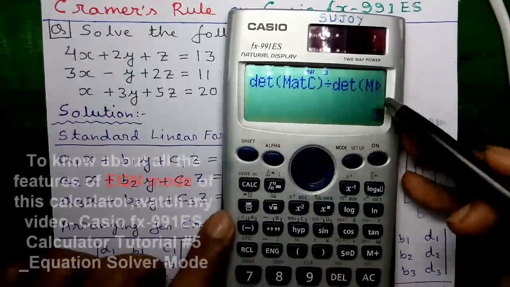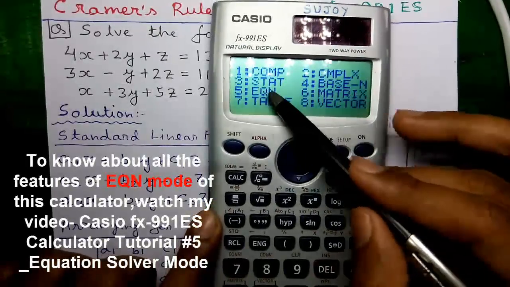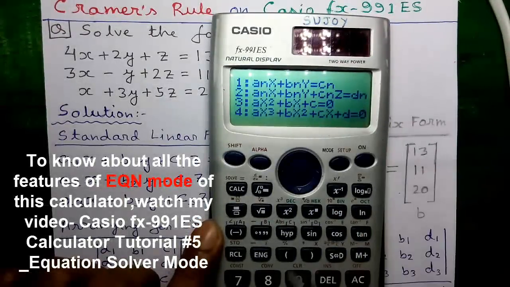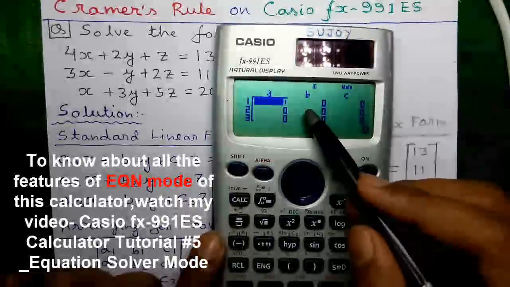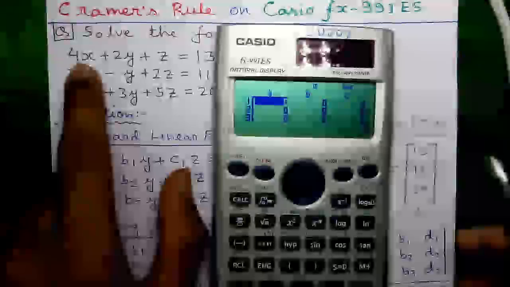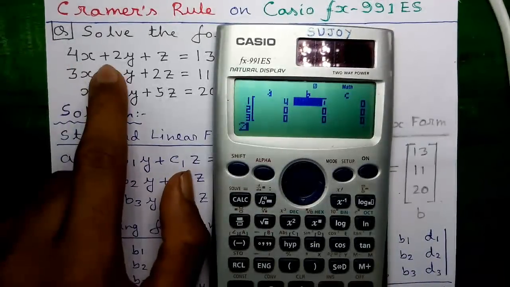To enter the matrix, first type in the values. So here the first value is 4, enter 4 and press the equals button to enter. The cursor will move to the next field, and now the next value is 2, enter 2 and press equals, and continue the operation.